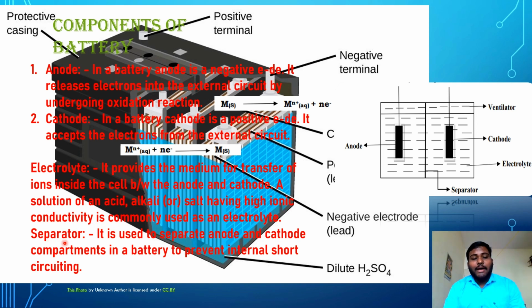Coming to the separator, it is used to separate the anode and the cathode components in the battery to prevent an internal short circuit. As you can see here, it's a complete battery setup where the right side electrode is called the cathode, and the left side is called the anode. Between them is the separator, and the liquid medium present in the battery is called the electrolyte.